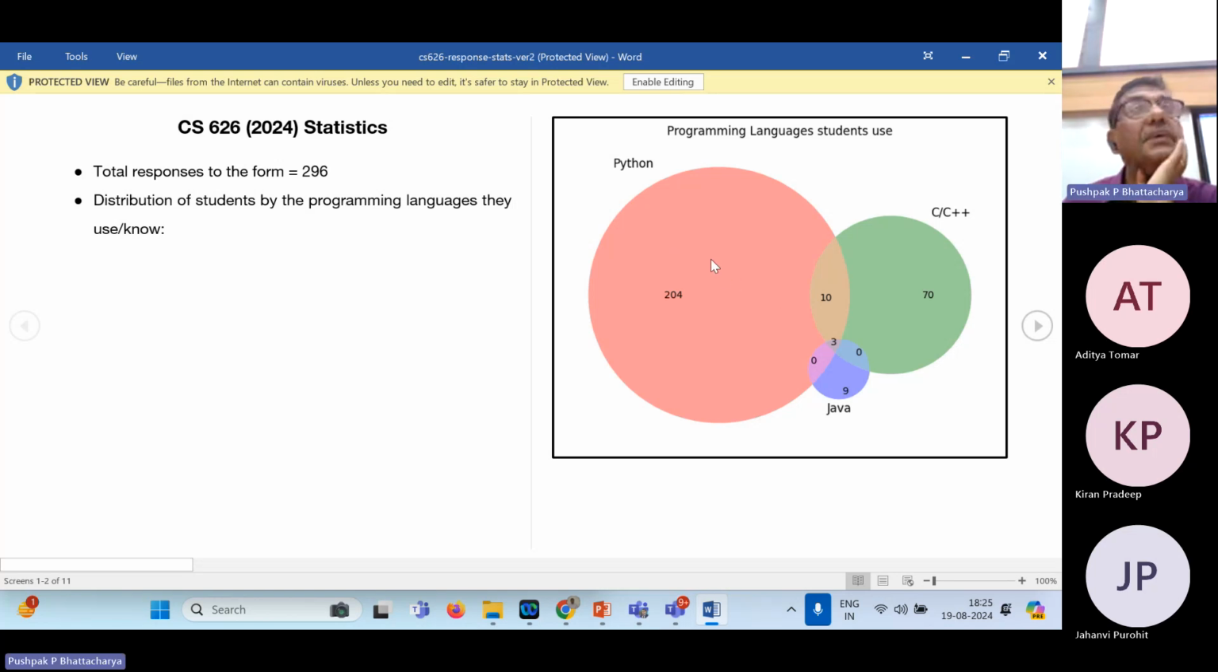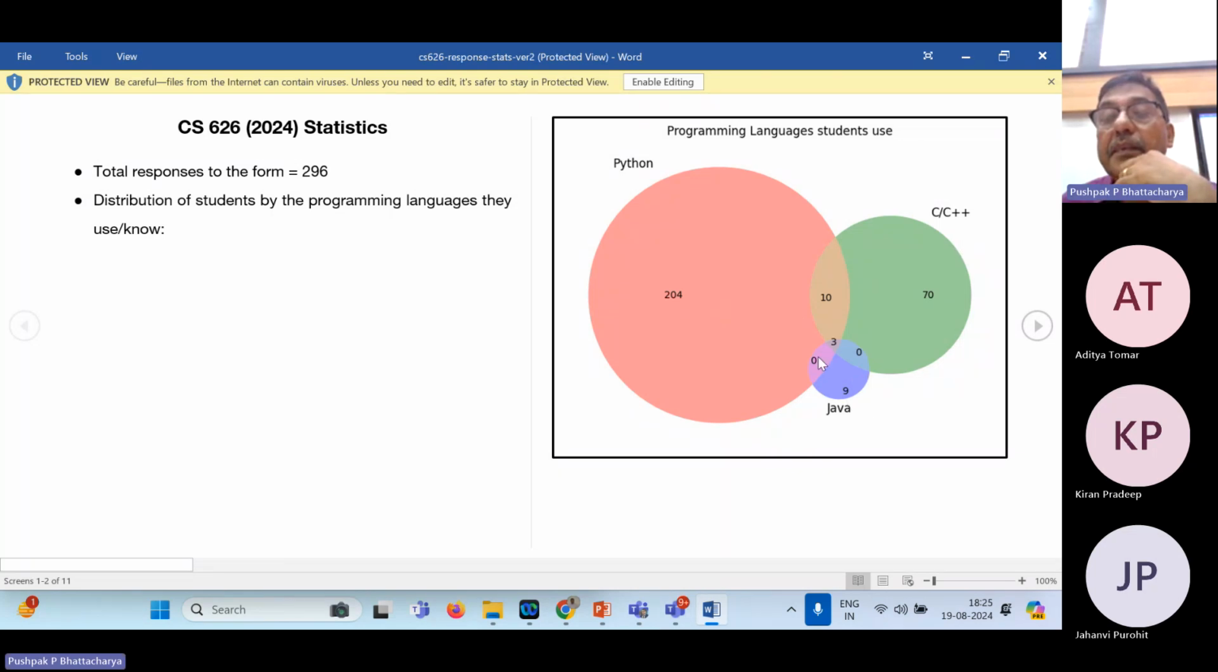204 students are comfortable with Python programming. So which is fine, we can give good assignments in the class. 70 students are C, C++ savvy. 10 know both Python and Java. 10 know Python and C, C++.